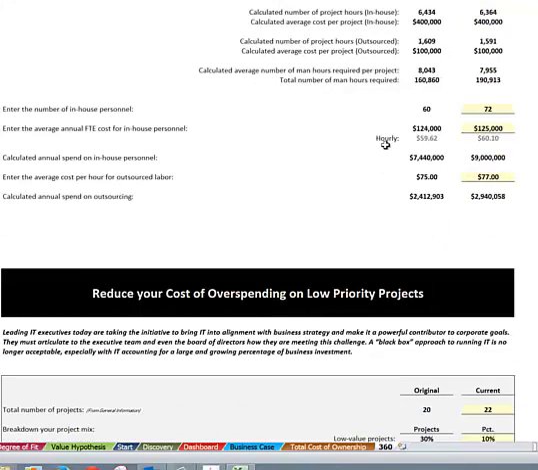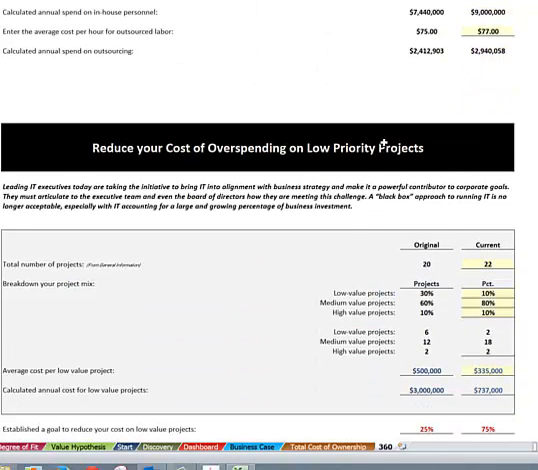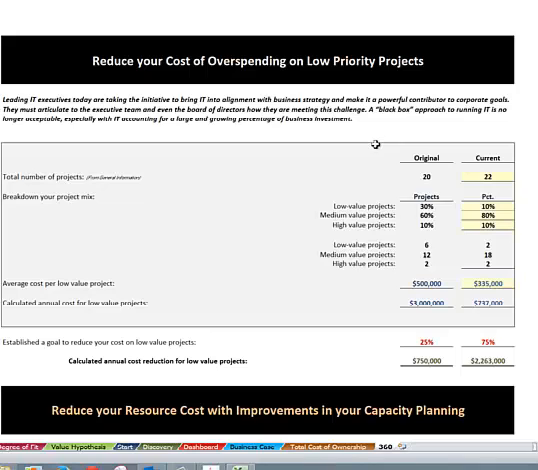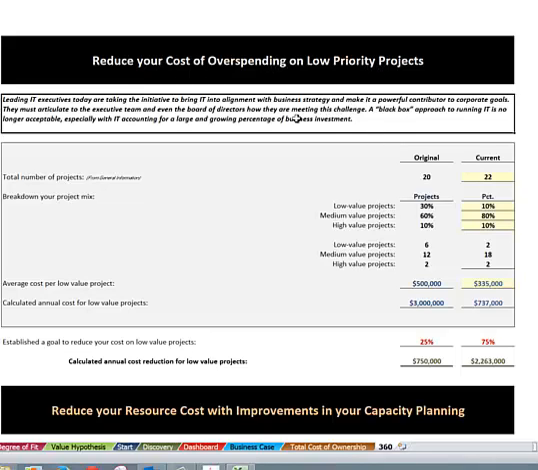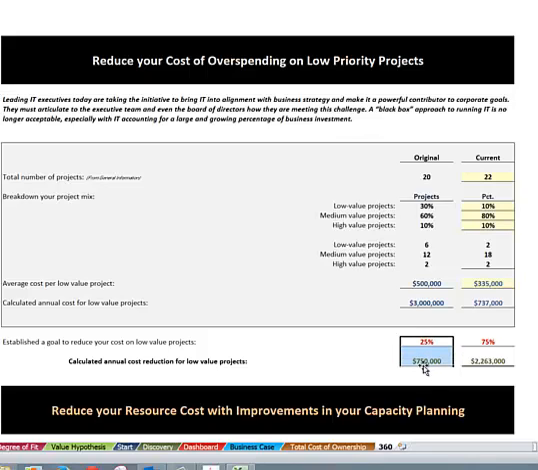As you can see, I'm scrolling down the screen to one of the first areas of discovery. It's reducing the cost of overspending on low-value projects, and here's how they do it. The idea is that originally these were the numbers that we collected during the discovery of the sales process. Today, here's where they are. Originally, our goal was a 25% reduction in cost, and today they actually delivered a 75% reduction.